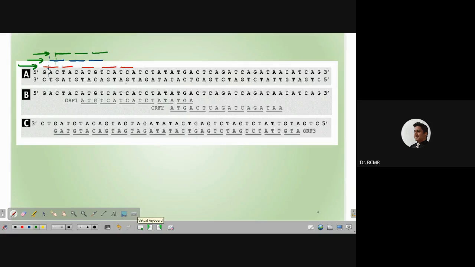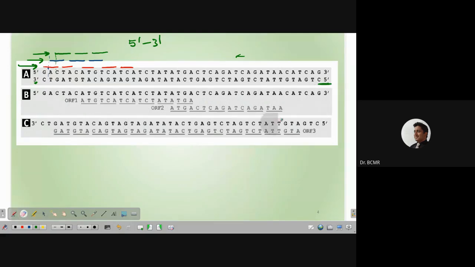Reading always should happen from 5 prime to 3 prime. There is no exception to this. You should not read it this way. But there is also a 5 prime on the complementary strand. You see 5 prime to 3 prime. So there is a possibility that an open reading frame could be on this.